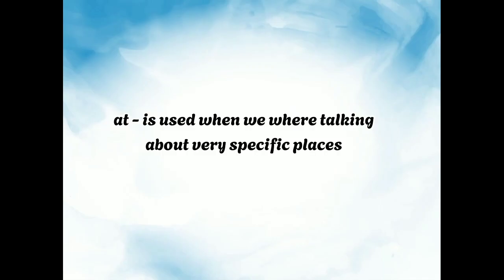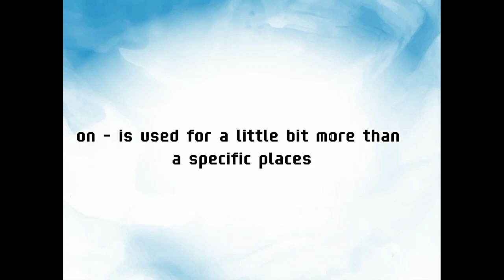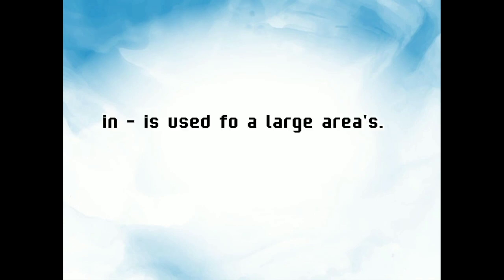At is used when we're talking about very specific places, and on is used for a little bit more than a specific place. It's a little bit wider. And the last one is in. In is used for large areas. So here are some examples of the three common prepositions, but we're going to refer to places.